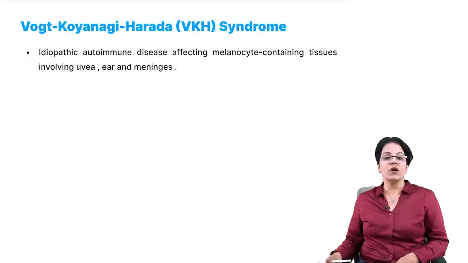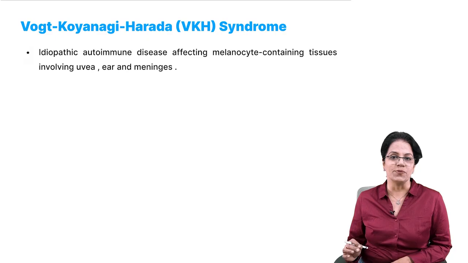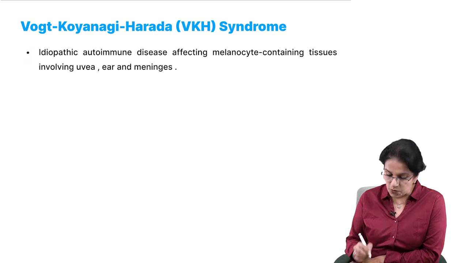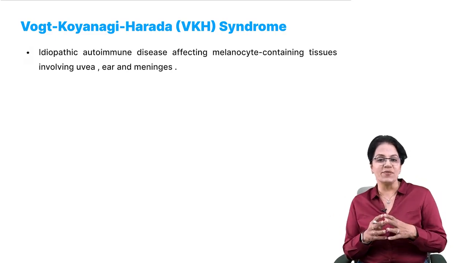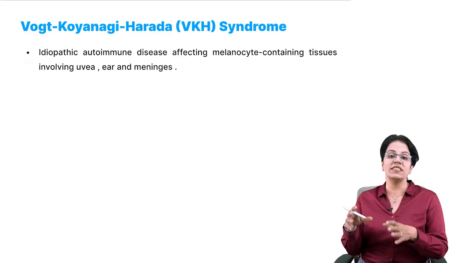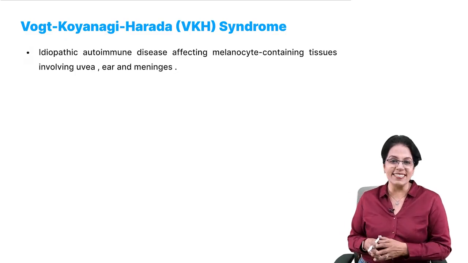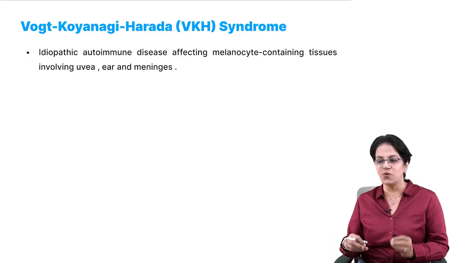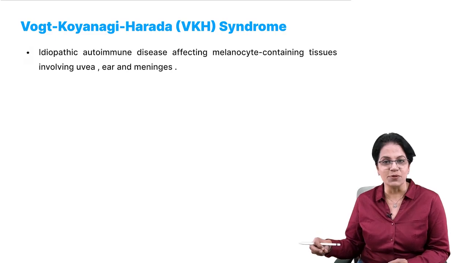Okay. We come to the next condition. The next is your Vogt-Koyanagi-Harada syndrome. So, what is Vogt-Koyanagi-Harada syndrome? We should know this is an auto. First of all, understand from me that these are the names of three scientists belonging to three different places. And this condition was simultaneously diagnosed by all three. So, the name is Vogt-Koyanagi-Harada syndrome. Got it?